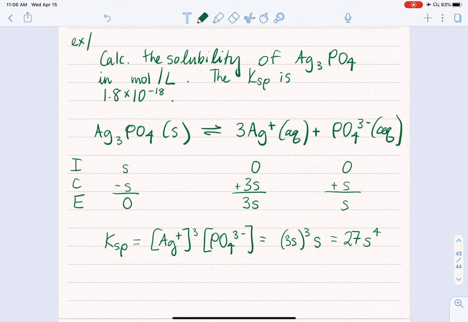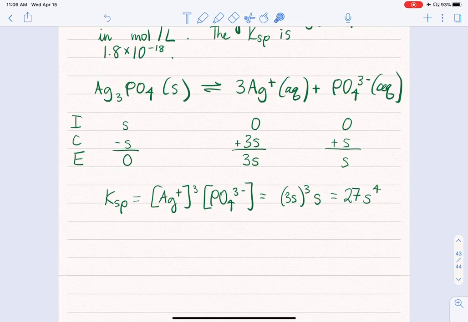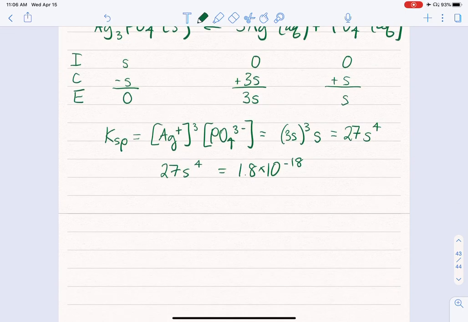And I know my value for KSP because the problem gave it to me. KSP is 1.8 times 10 to the minus 18. So I can solve for s. 27 s to the 4th equals 1.8 times 10 to the minus 18. Solving for s, I get s to the 4th power equals 1.8 times 10 to the minus 18 divided by 27. That should give you something around 6.67 times 10 to the negative 20th.